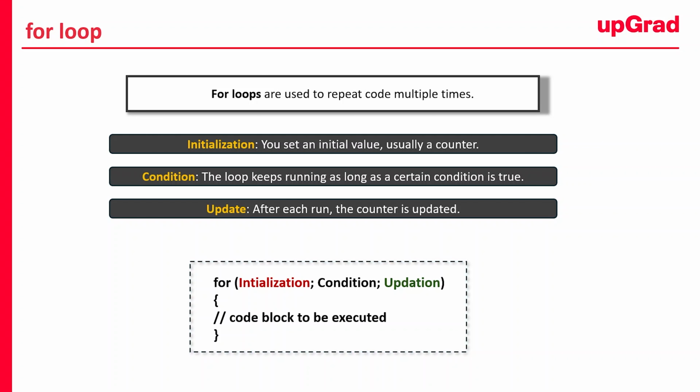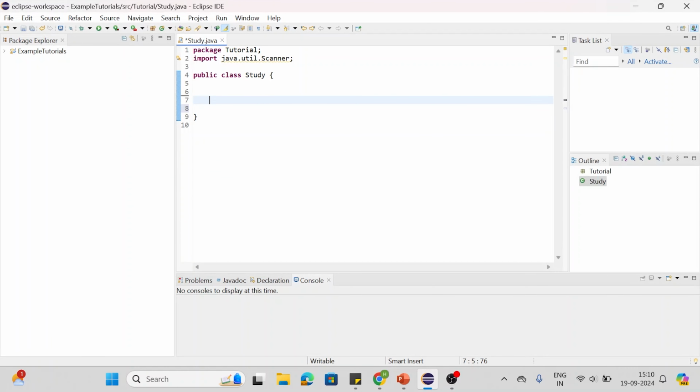So let's go to our code editor. Alright, so this is our Eclipse. Here we will be doing an example in which we will calculate the sums from, let's say, 1 to 10. Alright, we'll calculate the sum of numbers from 1 to 10.